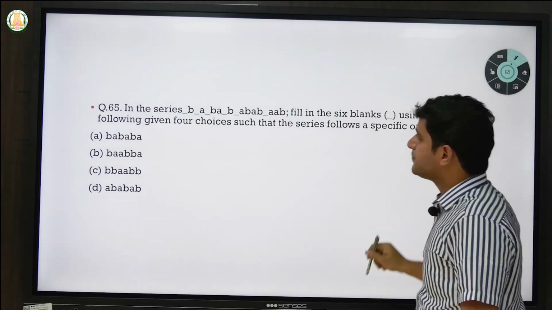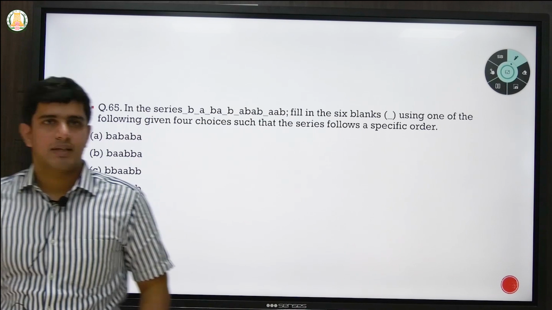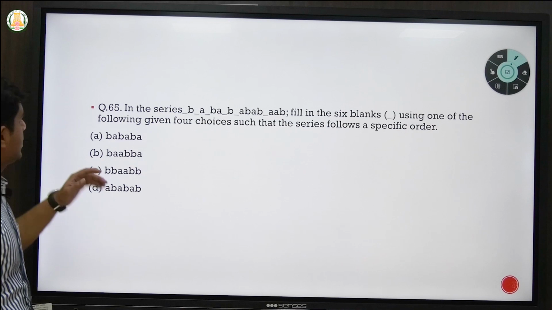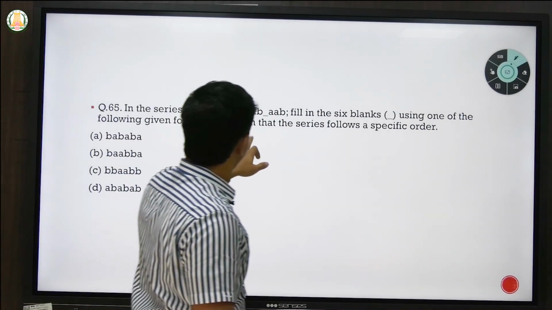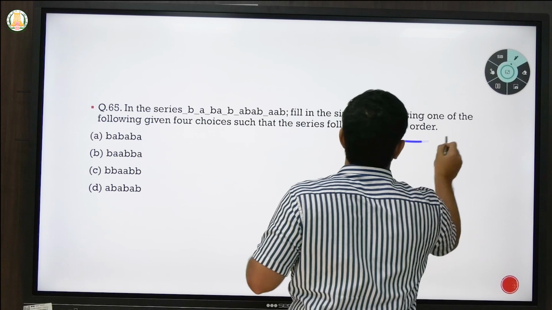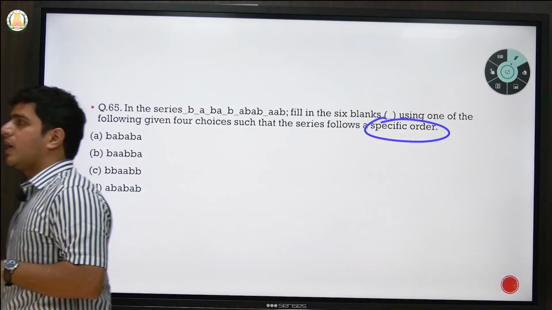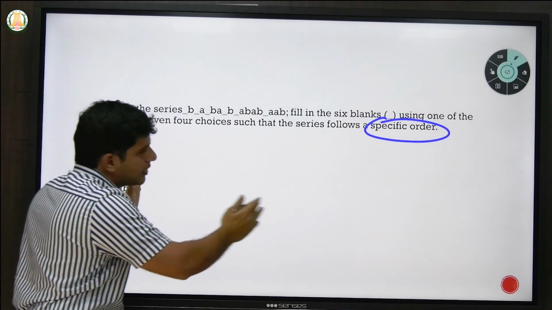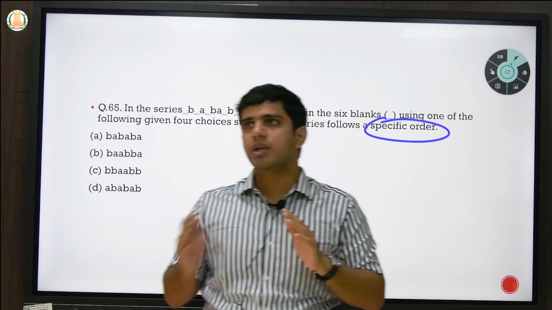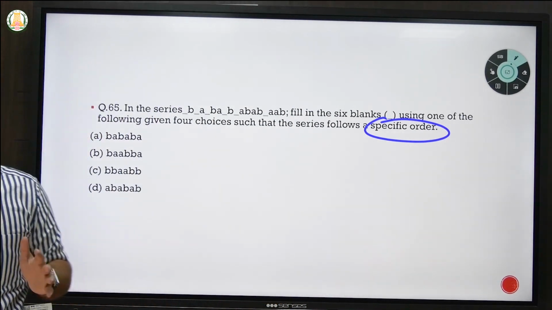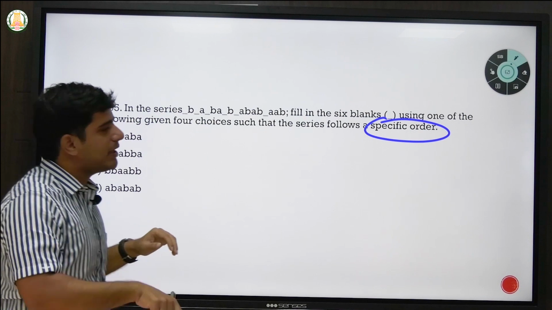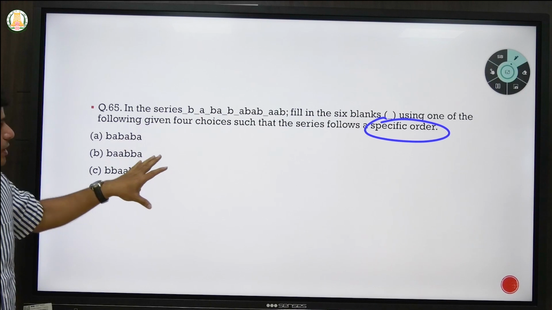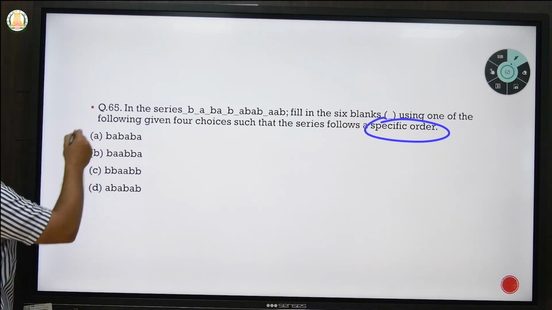Okay, so this is again a very repetitive model in CSAT. They'll give you one series and some blanks in it, and they say using one of the following given 4 choices such that the series follows a specific order. What it means is, if you plug these into the given series, you will find a pattern within the series, a uniform or a continuous pattern. That is what this question means, and every time such a question is asked in CSAT. So be careful on this question, and how we'll solve it is by applying the options.